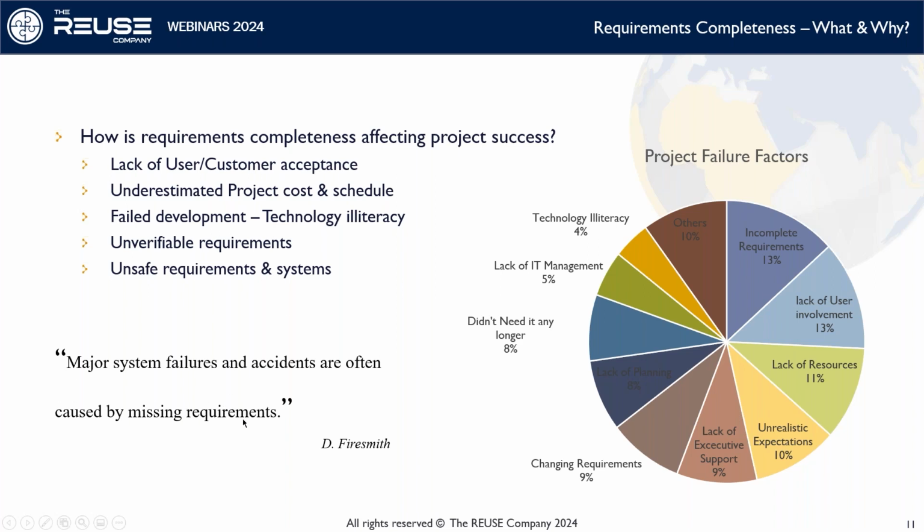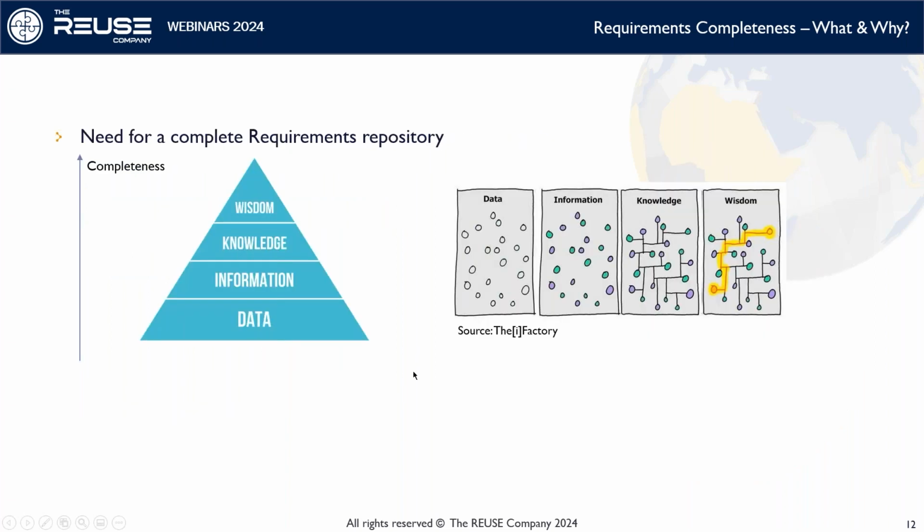And you see here, this is a quote saying that major system failures and accidents are often caused by missing requirements. So that means missing requirements is a major failure factor and leading to accidents. So not only a failure in terms of project cost and schedule, but also consequences for the surrounding environment.